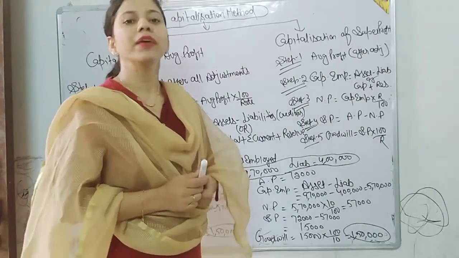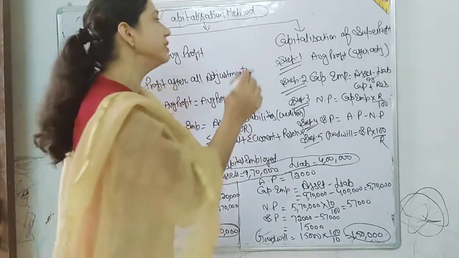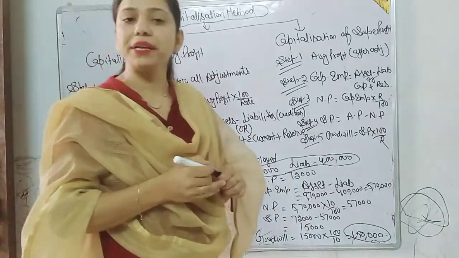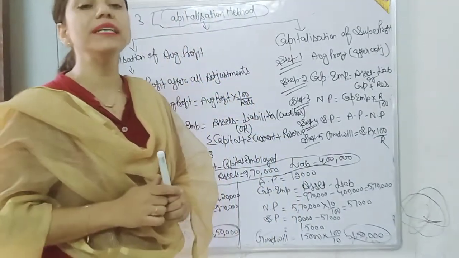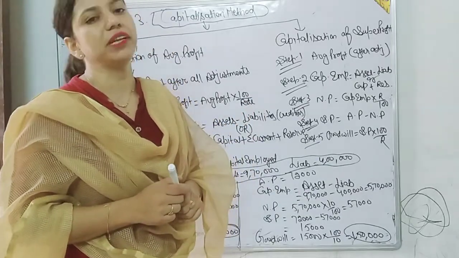Hello students. Today we will discuss the third method of calculation of goodwill, that is the capitalization method. What is the capitalization method? In this method, goodwill is calculated by the capitalized value of average profit.